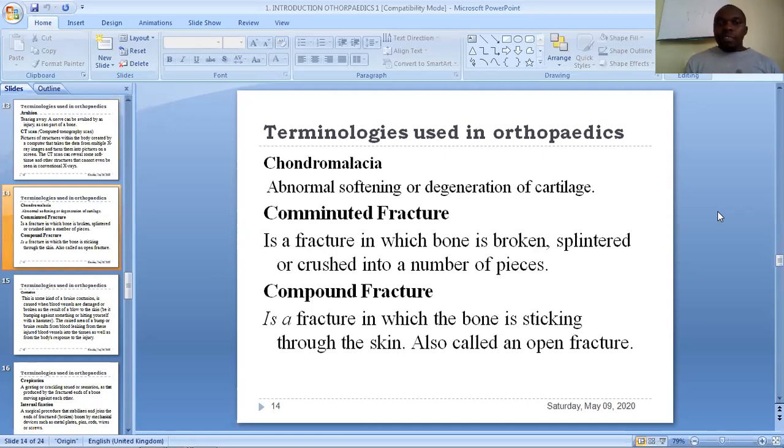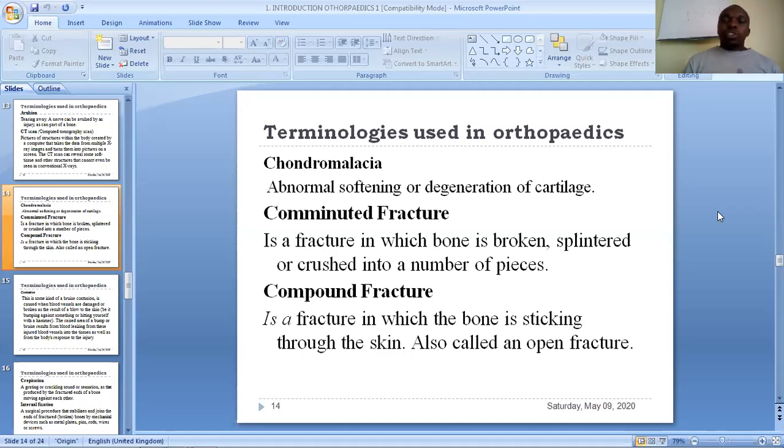This is a type of fracture in which bone is broken, splintered, or crushed into a number of pieces. So a comminuted fracture, in short, will have 2 or more bone fragments at the point of fracture. That is a comminuted fracture.